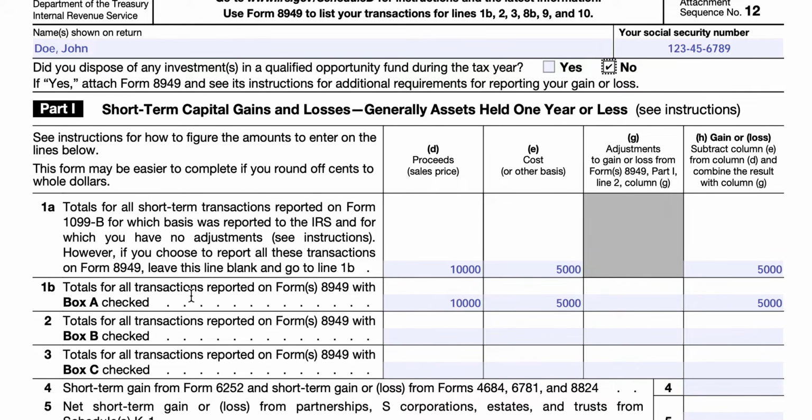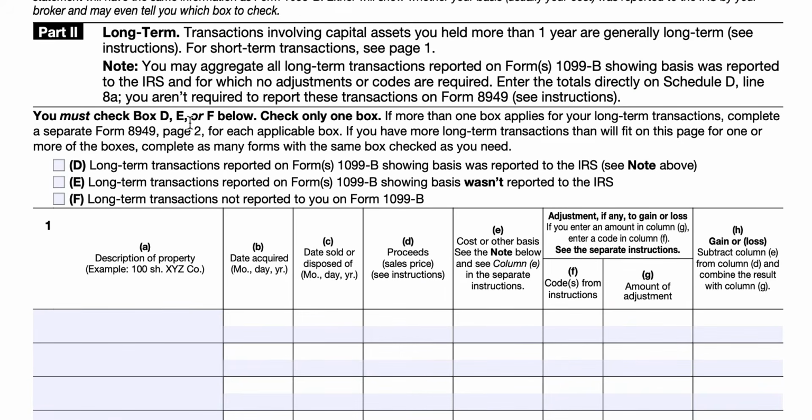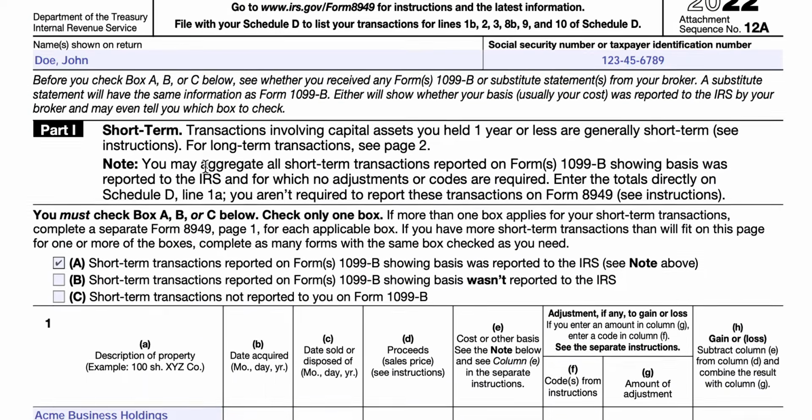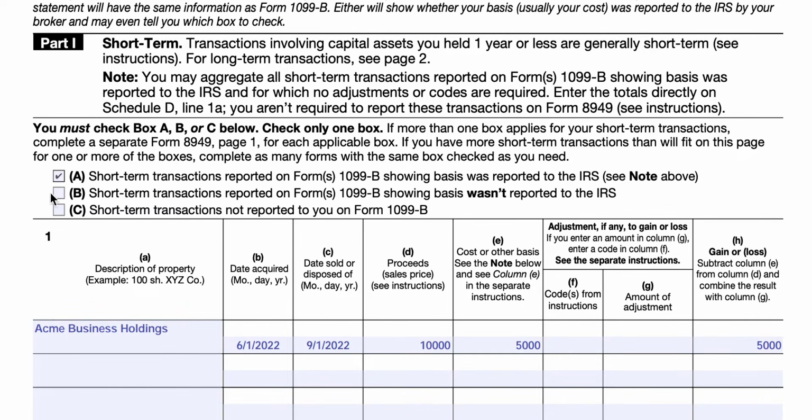Now on line 1B, we're basically going to report any transactions on IRS Form 8949 with box A checked. So we'll go back here. You'll notice that on this form, he checked box A. Box A indicates short-term transactions that were reported on your 1099, where basis was reported to the IRS.